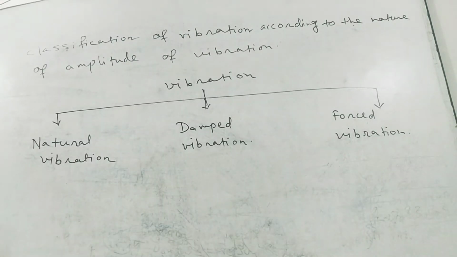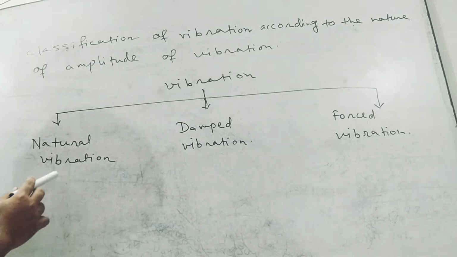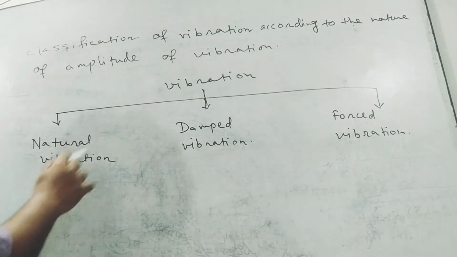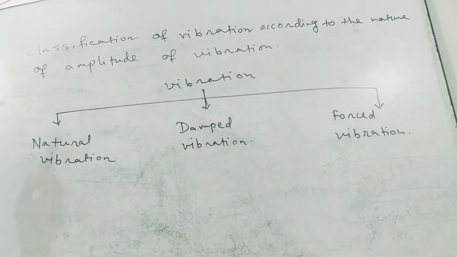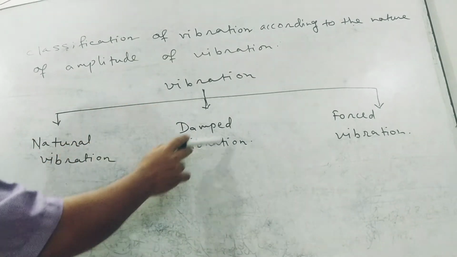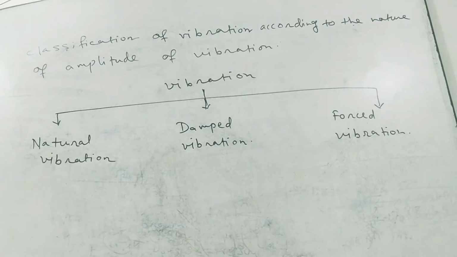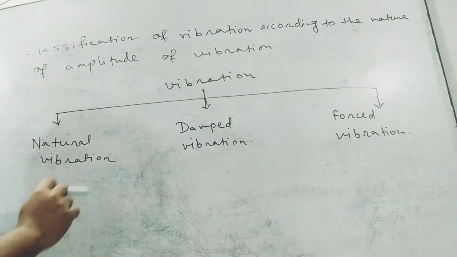Next, classification of vibration according to the nature of amplitude of vibration. This type of vibration can be differentiated into three categories: natural vibration, damped vibration, and forced vibration.